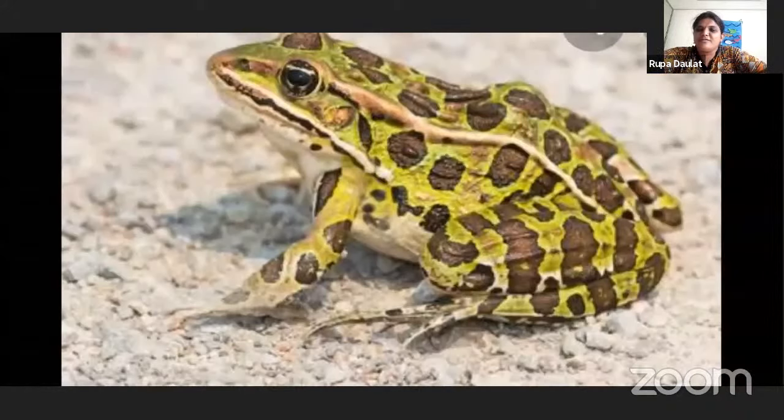Frog. Very good. Right. See how colorful is he? The dot and green color and yellow color mix. This is a real picture of frog. Okay?